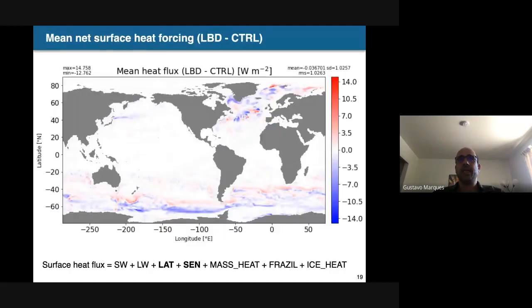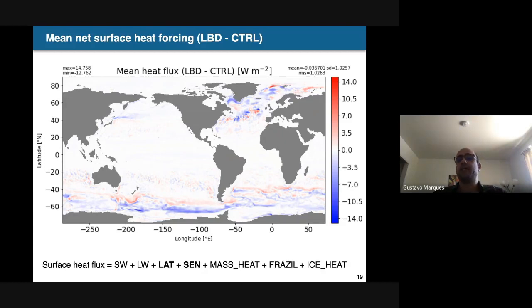And the reason that's happening, so now I'm showing the mean net surface heat forcing. So this is average using monthly mean over the entire simulation. And the net heat forcing is all these terms. And we see that overall, I'm showing the difference between LBG and control. So overall, LBG has less heat being imposed.